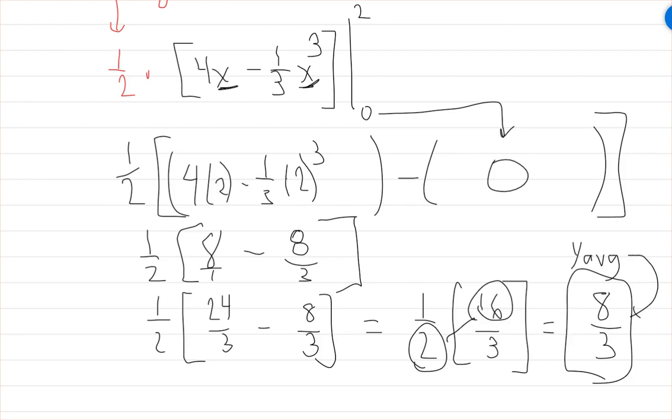Y average is 8/3. Okay? And if you were to actually graph this on a graphing calculator, what you're looking for is the highest point would be above 8/3 and the lowest point would be below 8/3. Okay? That's how you know you found the appropriate y average. So anyway, just some more examples of finding the area between curves and finding the average value. If you have any questions, let me know.